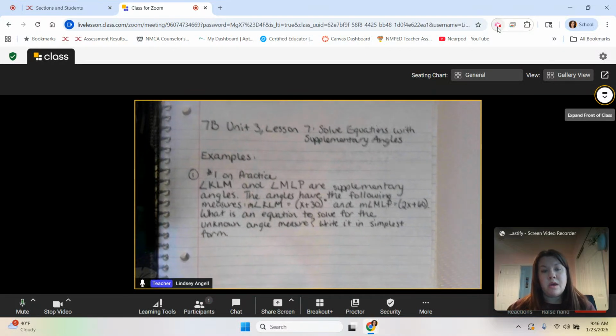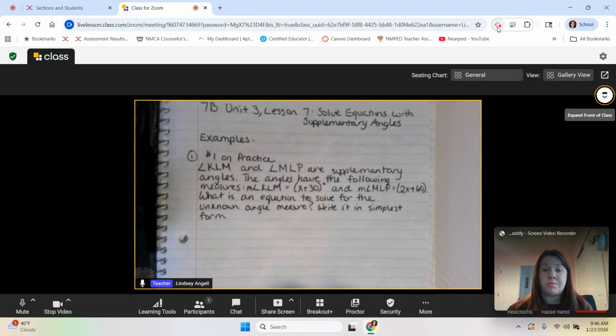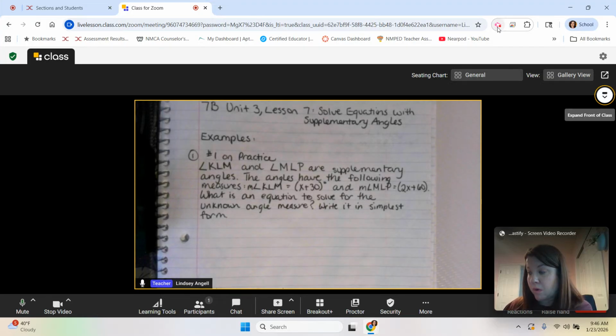Number one is also number one on your practice. Angle KLM and angle MLP are supplementary angles. The angles have the following measures. The measurement of angle KLM is x plus 30 degrees, and the measure of MLP is 2x plus 60 degrees. What is an equation to solve for the unknown angle measures? Write it in simplest form.